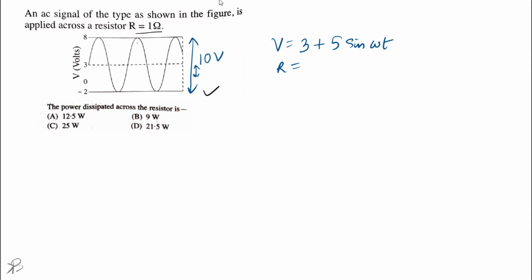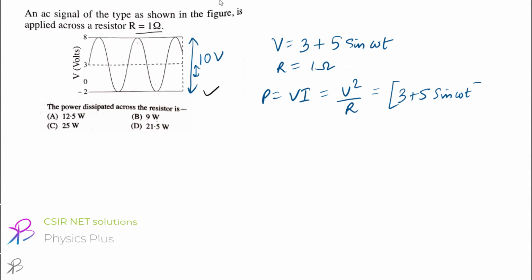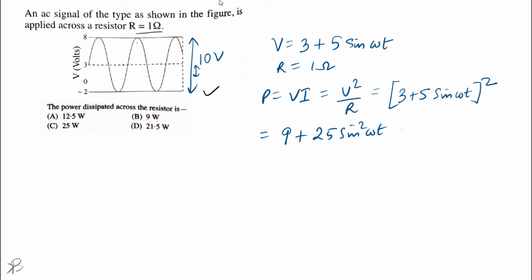And given the resistance is 1 ohm, then power dissipated across the resistor P is VI, which is equal to V square by R. Since R is 1, so power will be (3 plus 5 sine omega t) square. If we simplify, it will be 9 plus 25 sine square omega t plus 30 sine omega t, right?